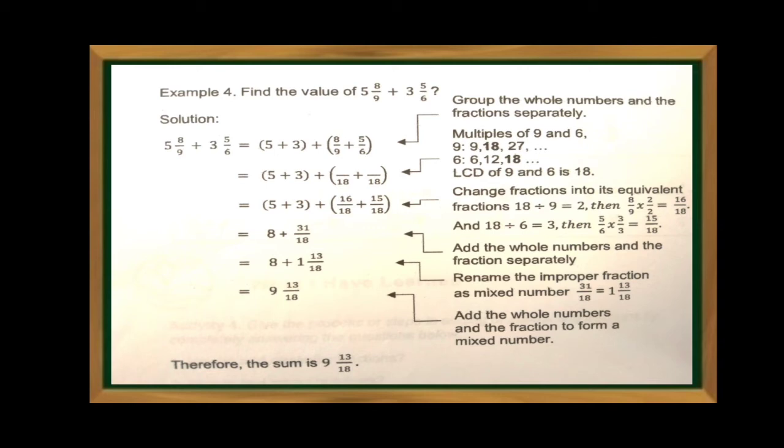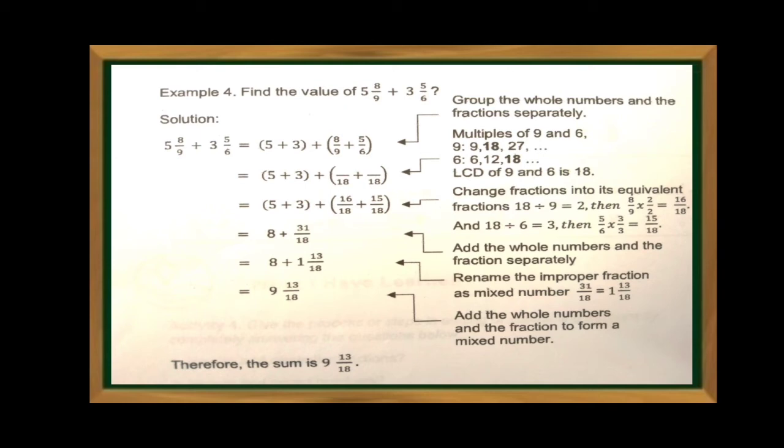Then, get the multiples of 9 and 6. So the multiples of 9 are 9, 18, 27, and so on. Then the multiples of 6 are 6, 12, 18, and so on. Then, the LCD of 9 and 6 is 18, since 18 is the common multiple of 9 and 6. Then, you have to change the fractions into their equivalent fractions.